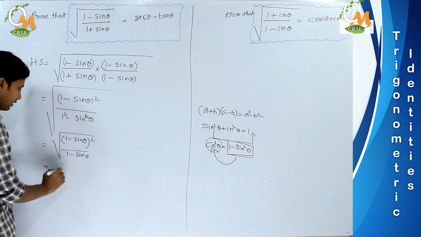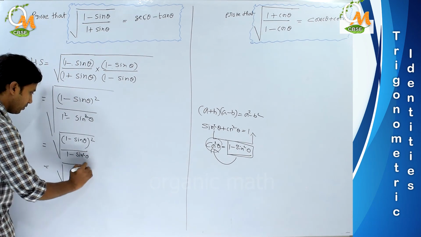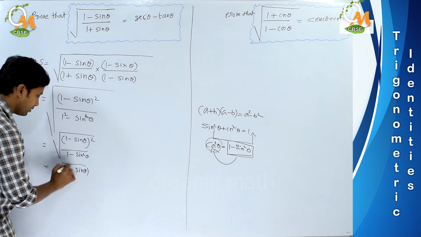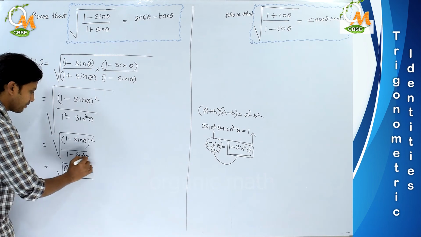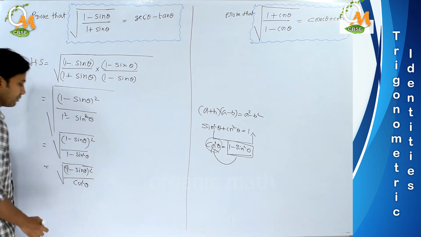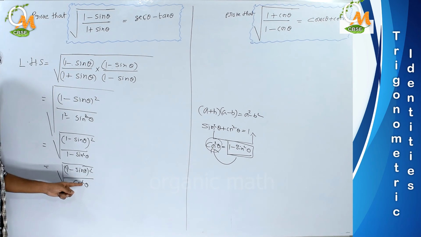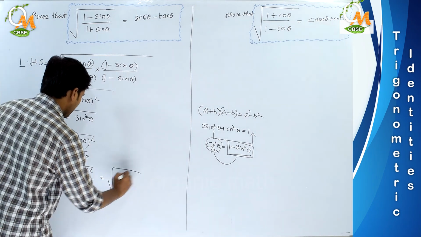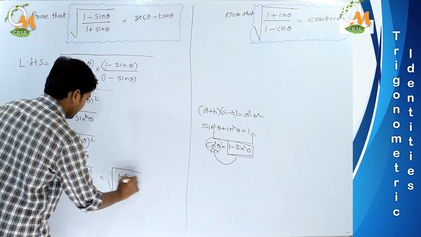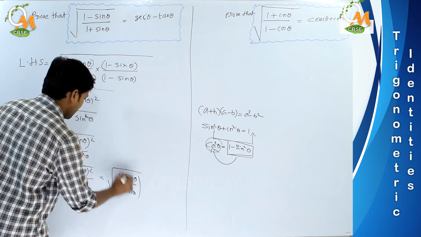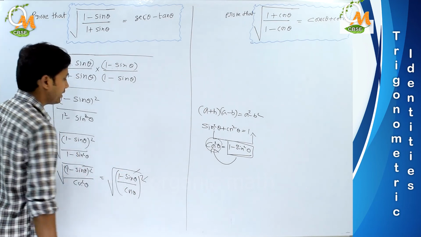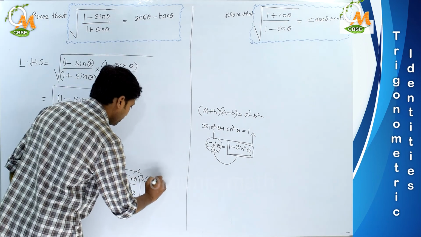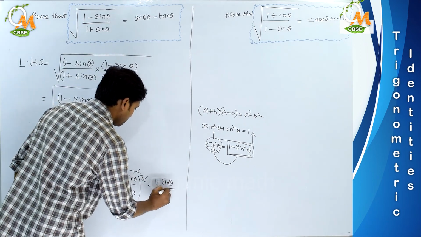So here now, (1 minus sin theta) whole square by, this 1 minus sin square theta would be cos square theta. Since there is a square in the numerator and denominator, we can write the square in common for both. So we can write (1 minus sin theta) by cos theta whole square. And we know that the square root can be cancelled with the square. Now what is left over? (1 minus sin theta) by cos theta.